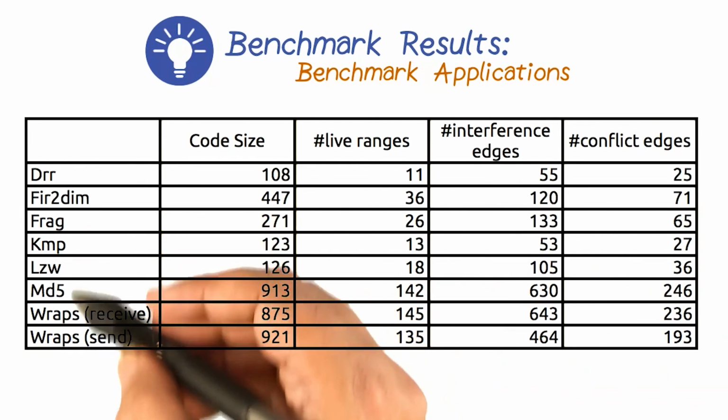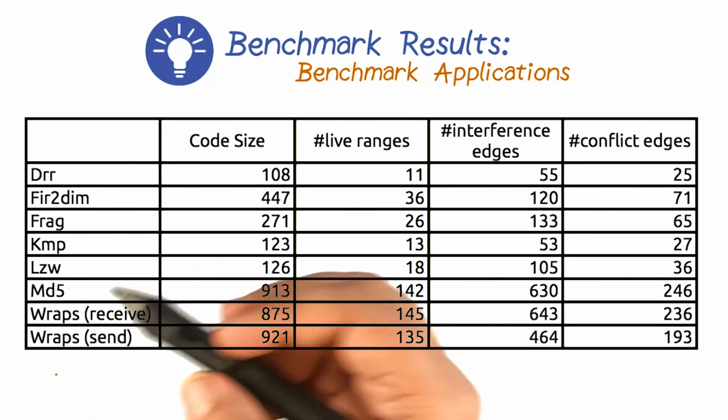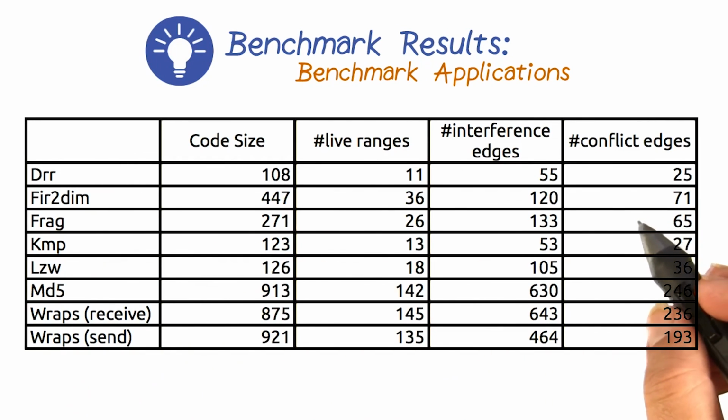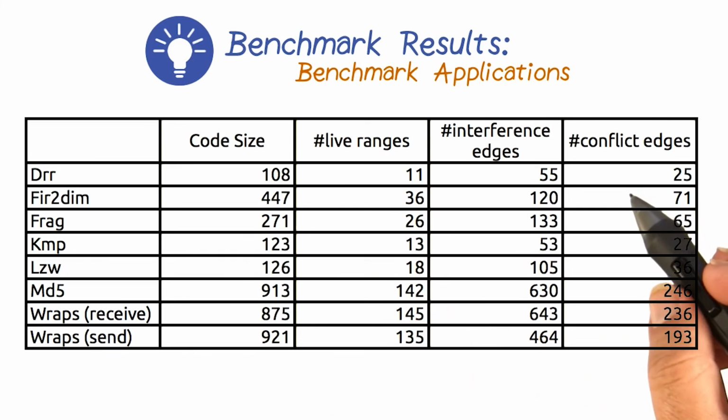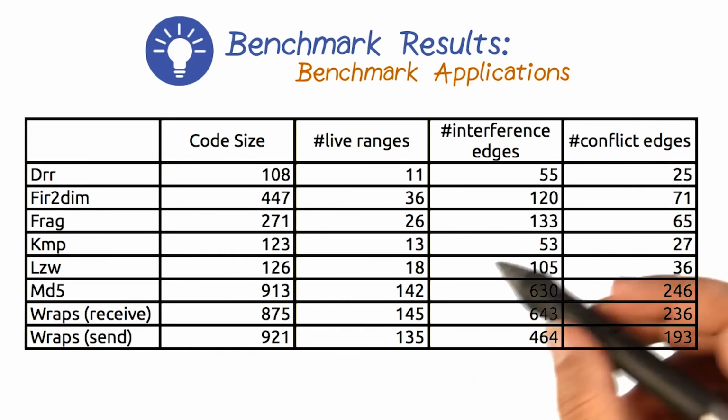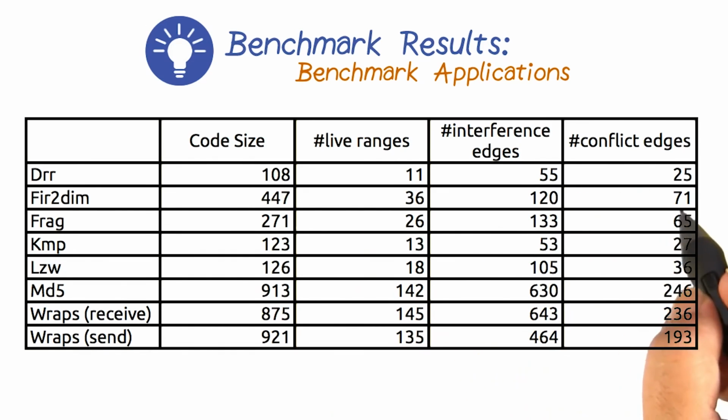These are the different benchmarks from NetBench which have been used here for evaluating these techniques. These are the code sizes in terms of number of instructions, number of live ranges, number of interference edges, and number of conflict edges. So you can see that a fair amount of conflicts exist in the RCG, and therefore a fair amount of cycles could also result before the technique can be useful here.